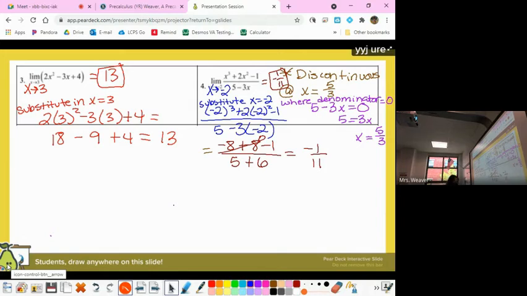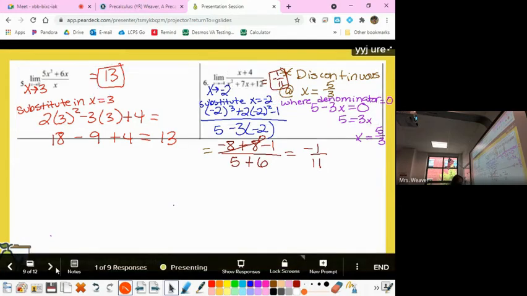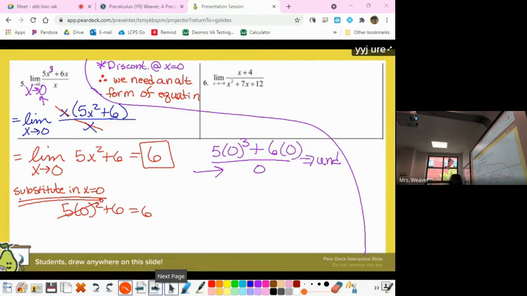It looks like the boxed answer. Okay. So here it looks like -1 over 11. Here it looks like 13. Here it looks like 6. This is your work. You do have to show your work, but you asked what the answer looks like. The answer looks like 6.